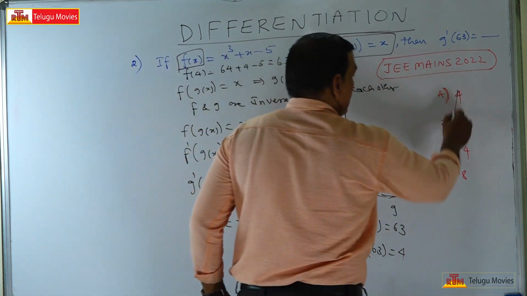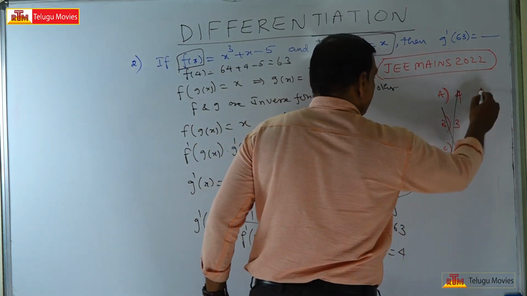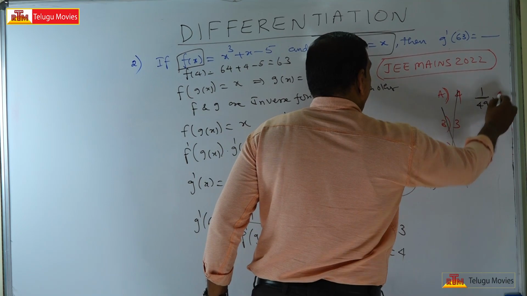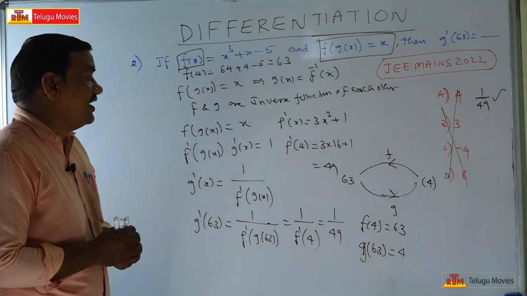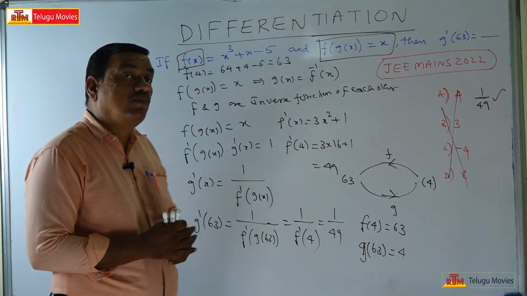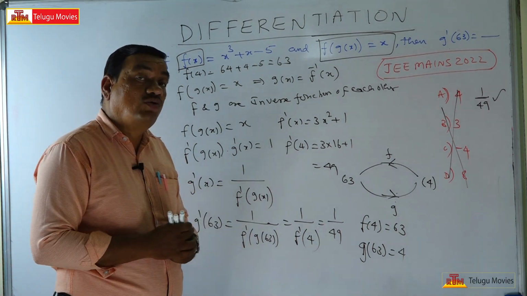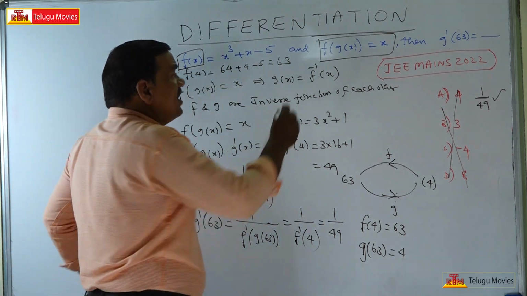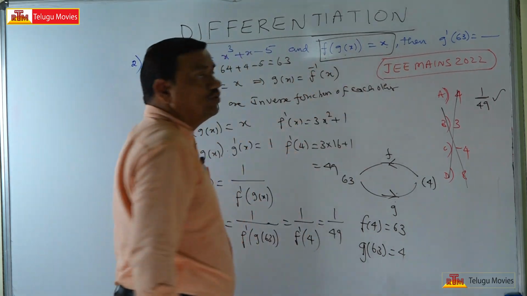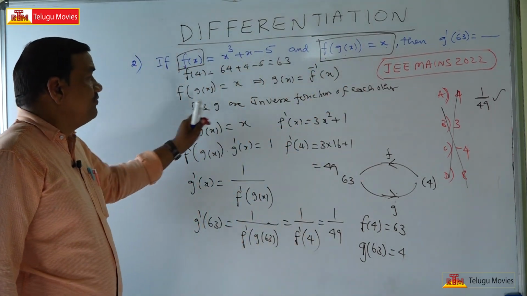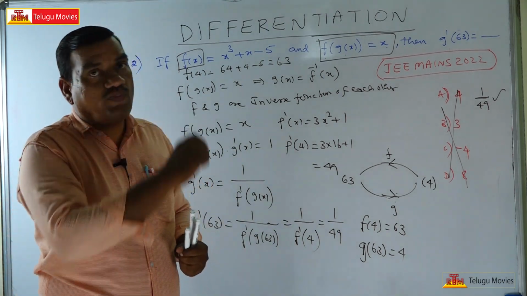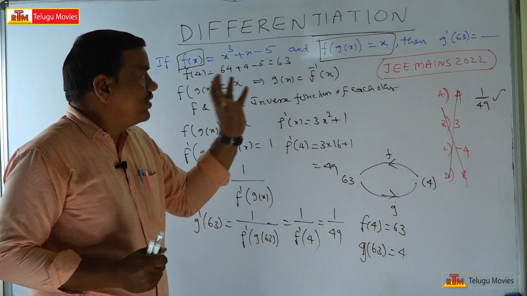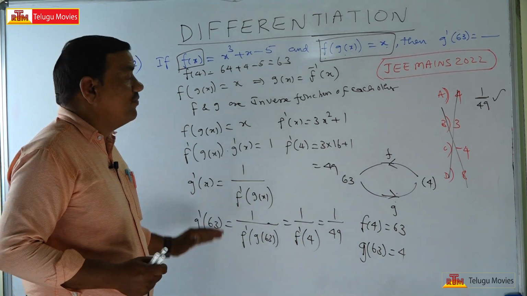Of course these are not the options. So therefore g dash of 63 is equal to 1 by 49, that is your answer. From this problem, what you have to remember is, whenever f of g of x is equal to x is given, then f and g are inverse functions of each other. That is the first point you have to remember. If you remember that point, the problem will be very, very easy.